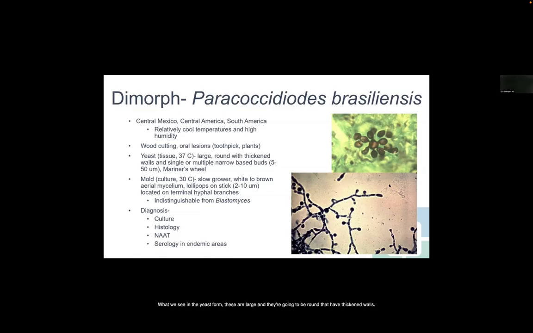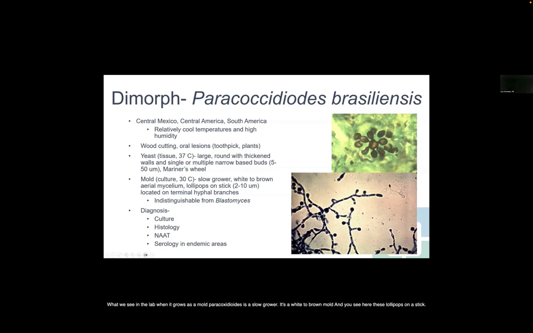What we see in the yeast form, these are large and round, with thickened walls, and then they're going to have these narrow-based buds, and there will be multiple of them. And this will resemble a mariner's wheel. So that is what's shown here.